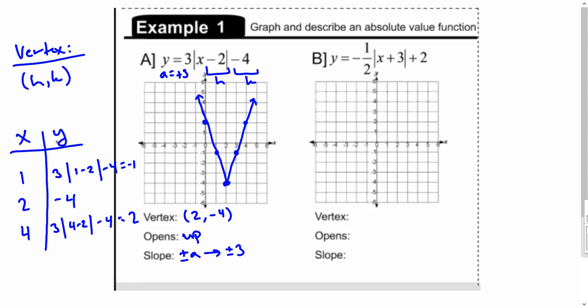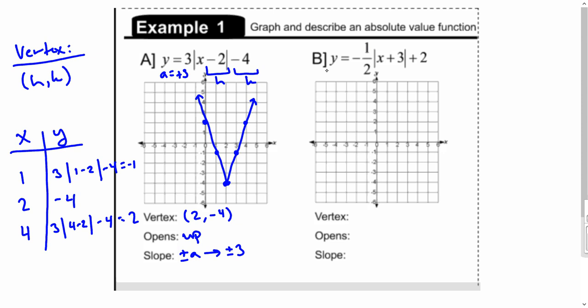So instead of having to go and do these t-charts where you've got a lot of arithmetic in there, you can just use the slope and say it's going to be plus or minus whatever the value of a is. All right. So now that we have this first graph done, let's go and do the second graph here.